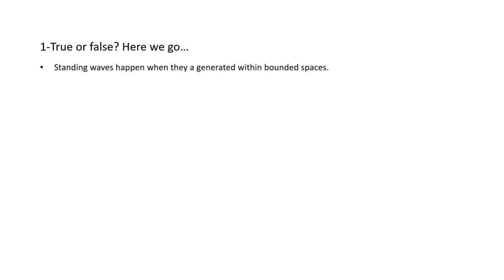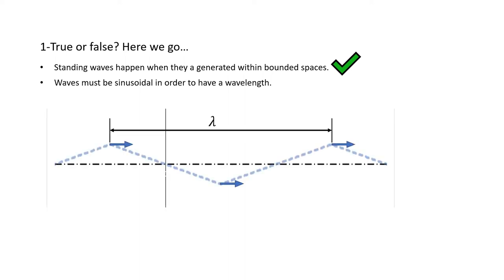Standing waves happen when they're generated within bounded spaces. That is correct. Waves must be sinusoidal in order to have a wavelength. Not really. A wave must be periodic to have a wavelength, but not necessarily sinusoidal.